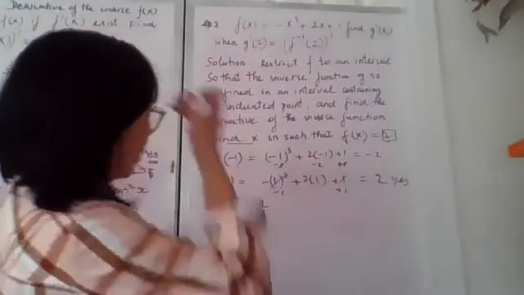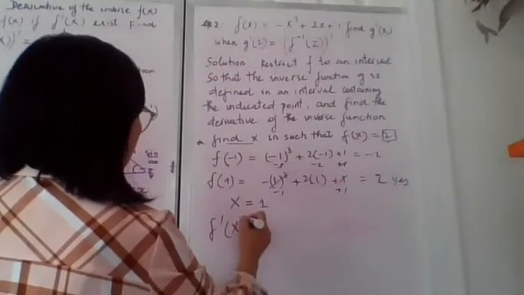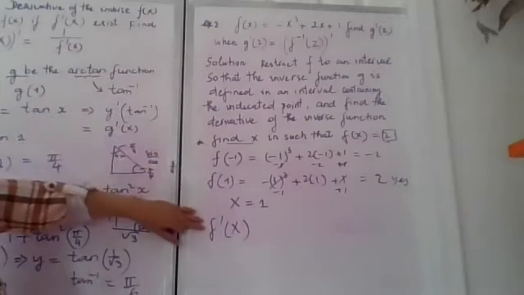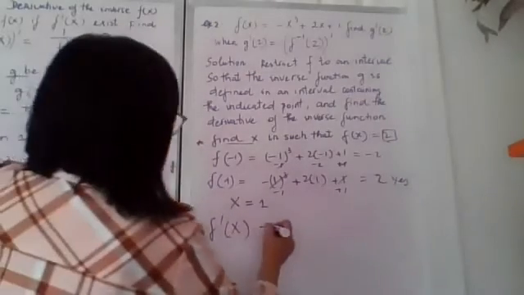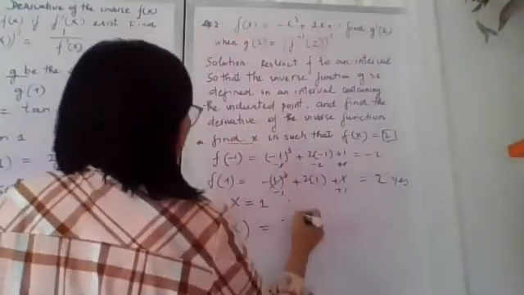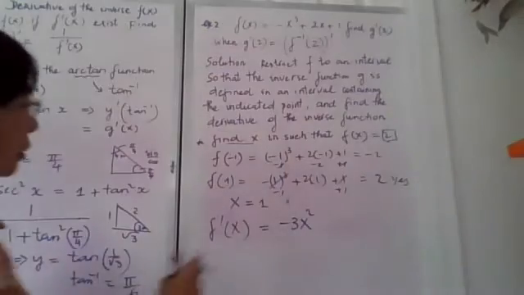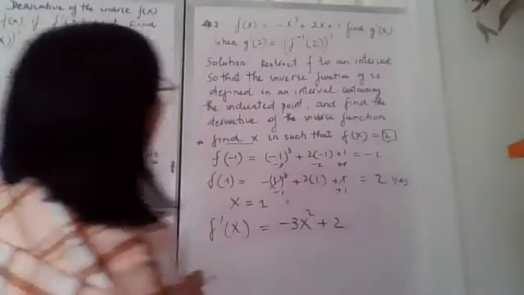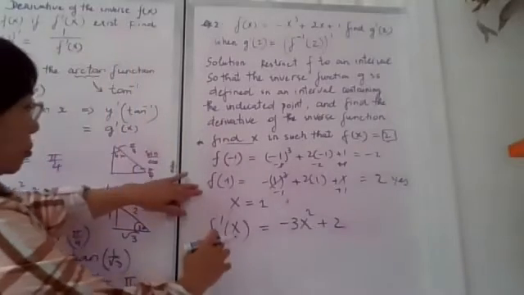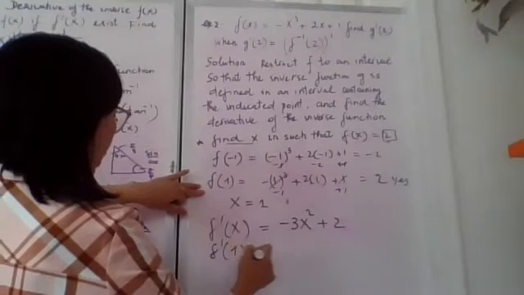Okay, so now let's take the derivative of our function, not inverse, sorry. We take the derivative f prime of x. What is the derivative of that? Following the function, 3 times, so that becomes minus 3x squared, right? Yes, plus 2. So that is the derivative of this. So now we have to find f prime of 1.